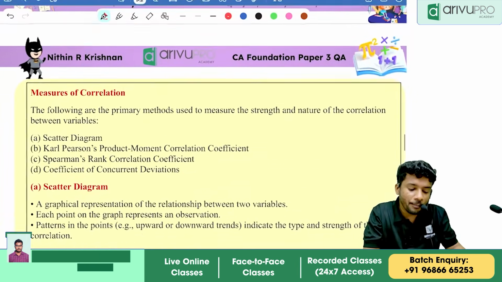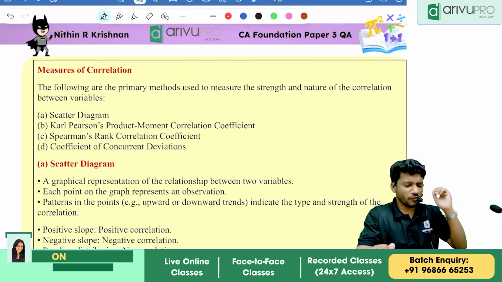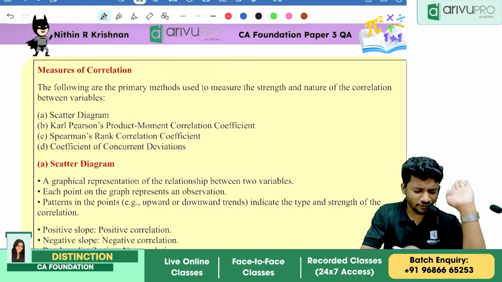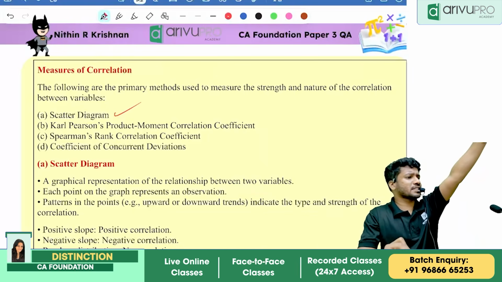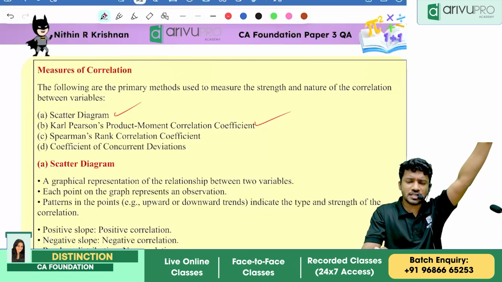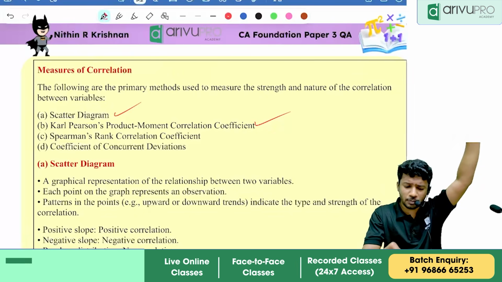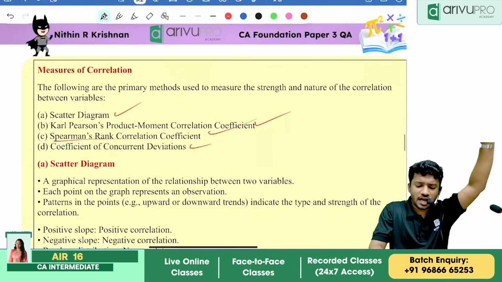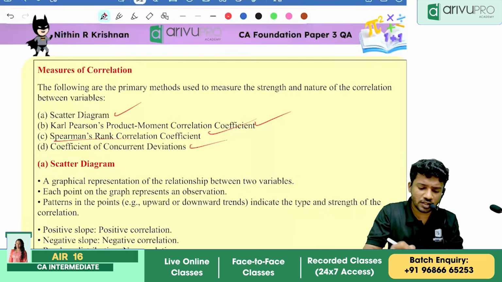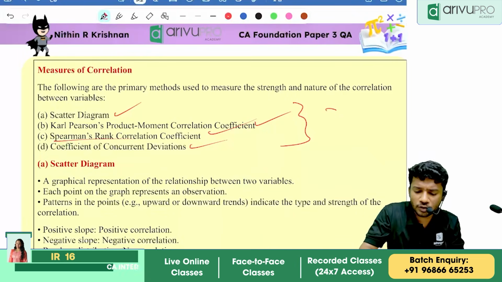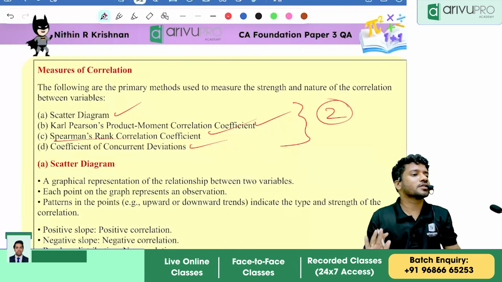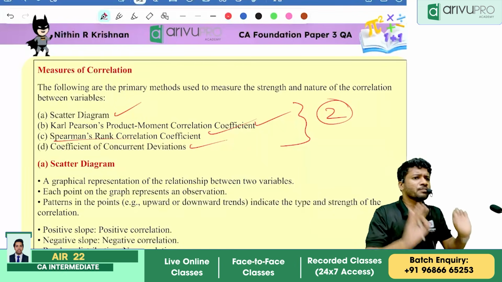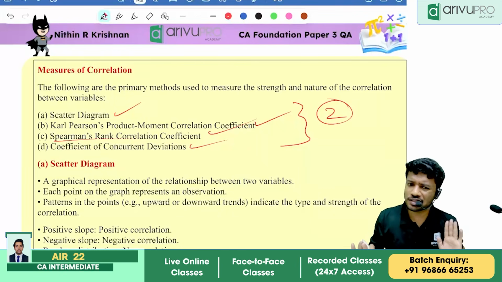Then people, measures of correlation. Very easy chapter. We have four measures. First one is scatter diagram. Second one is KPCC or Karl Pearson's product moment correlation coefficient. Then Spearman's rank correlation coefficient and coefficient of concurrent deviation. You will definitely get 1 or 2 marks from these 4 topics. It is very easy to study and I will teach you how to learn this also.